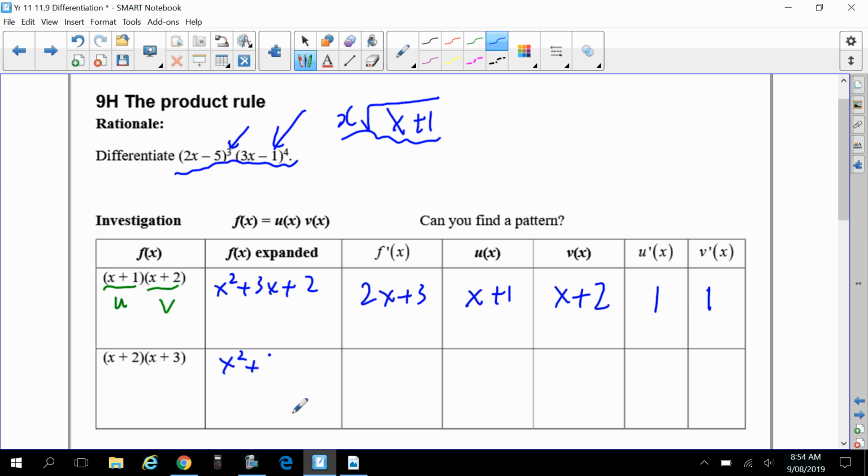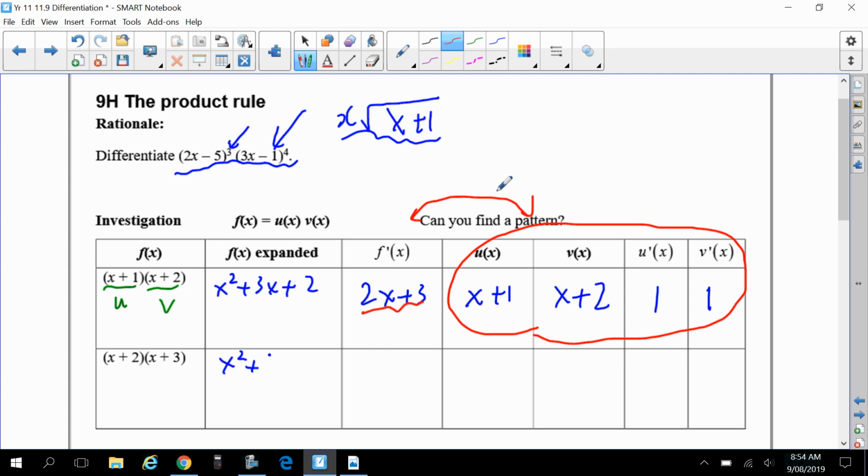All right, try the next one and see if we can find some pattern. So see if you can make any connection with the derivative and some of these. Any connection? If you have found it, let me know by raising your hand. Any connection? Who wants to have a try? Any connection?